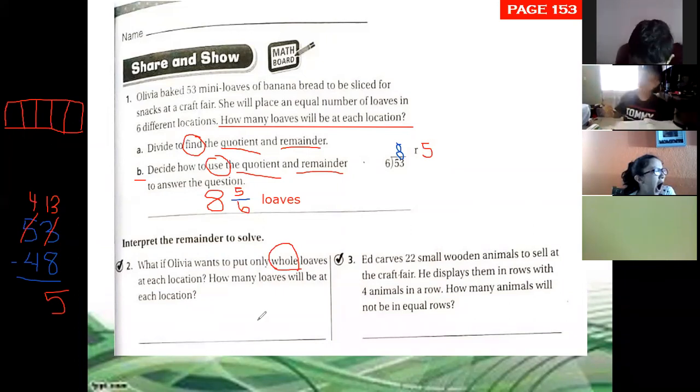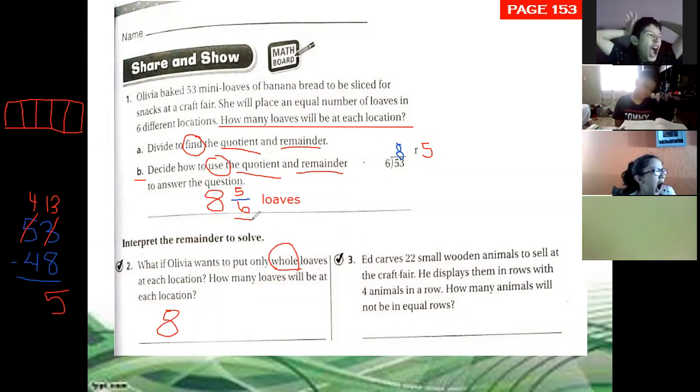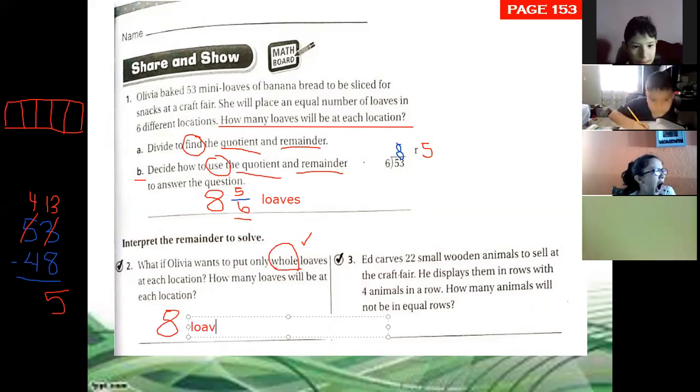Where are you? 8. 8. 5, exactly. 6. Oh, whole means enteros. And if in these ones are pieces, this 5, 6. So it means que a ese, que son 6, se está poniendo 5 partes de 6 que tiene el pan. Hay una que no la puso porque. 8, remainder 5. No, because it says that she wants to put whole loaves. What are the whole loaves? 8. Without remainder. So here it is 8 loaves.